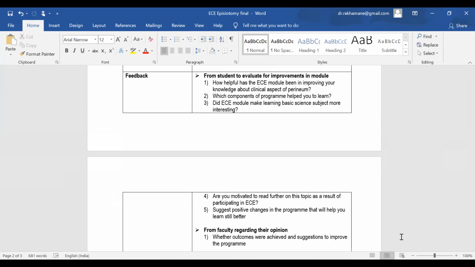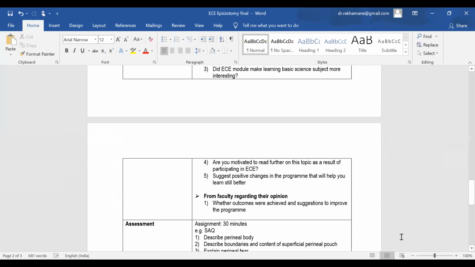How helpful has the ECE module been in improving your knowledge about the clinical aspect of perineum? Which component of the program helped you to learn? Did the ECE module make learning of basic sciences subjects more interesting? Are you motivated to read further on this topic as a result of participating in ECE? Suggest positive changes in the program that will help you to learn still better.